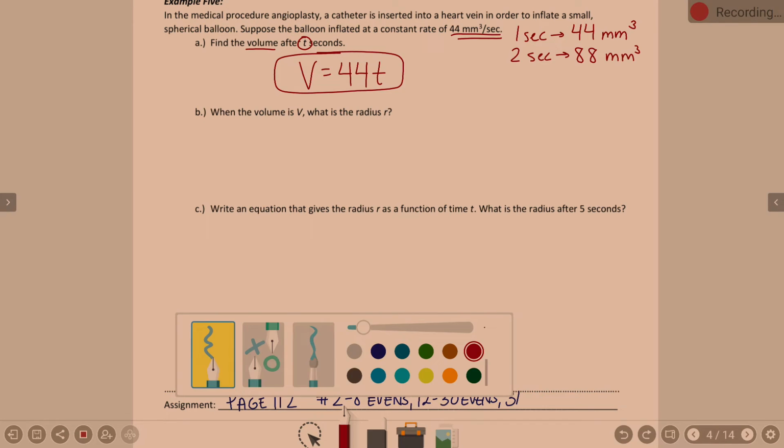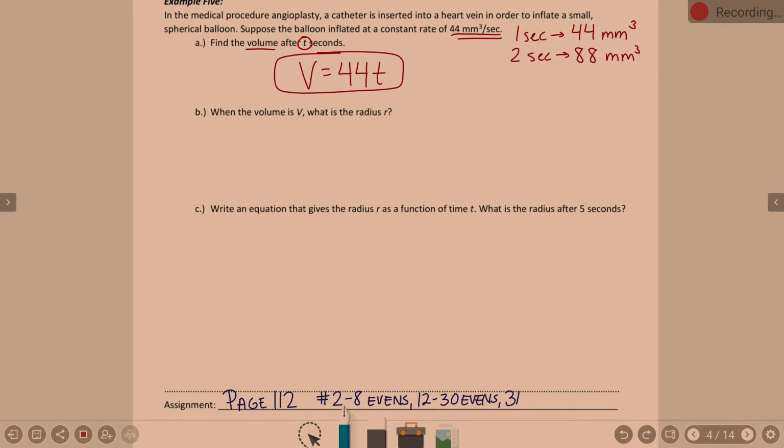22. Wait, that kind of makes sense. Well, no. Wait, is it actually 22? No. Okay, it's actually a formula. Because they don't give us a specific time or value or anything like that. Just in general, when the volume is V, what is the radius? Now, we need to talk about a formula that relates volume and radius. We need a formula that relates volume and radius.